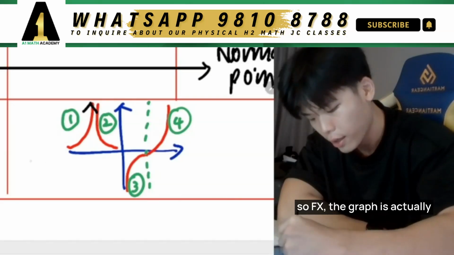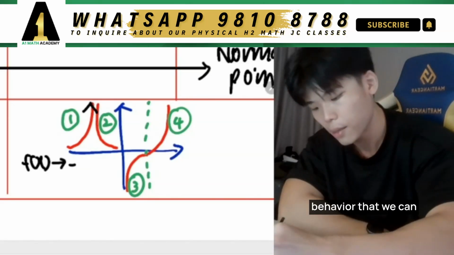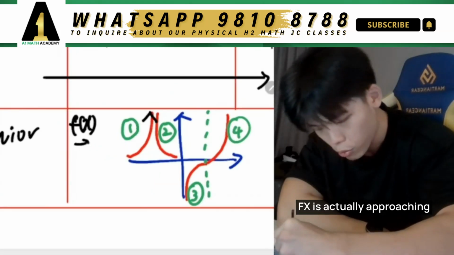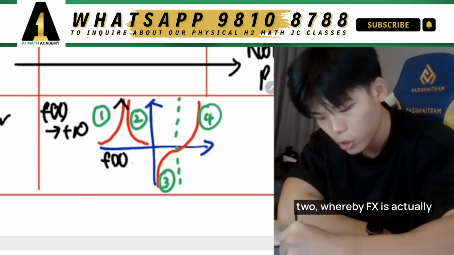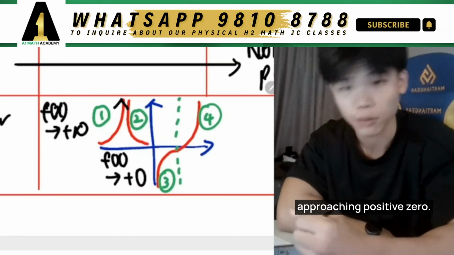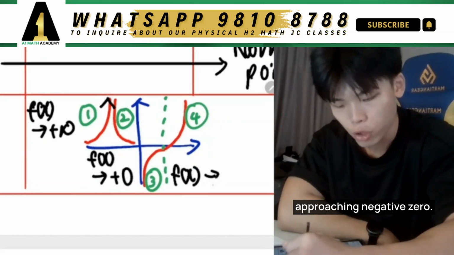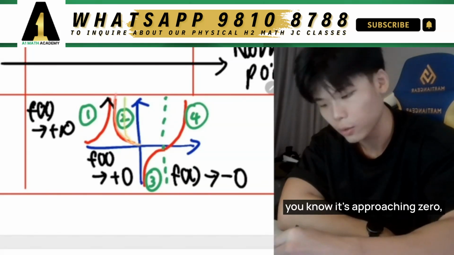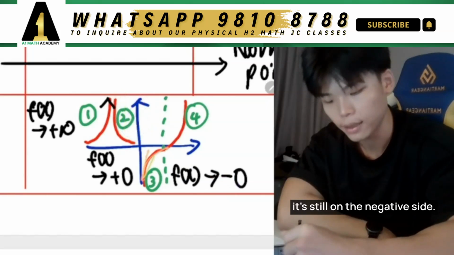Number 1 is the graph, where f(x) is actually approaching positive infinity. That's the first kind of behavior that we can observe in the graph, right? The second kind is number 2, whereby f(x) is approaching positive 0. The third kind is over here, where f(x) is approaching negative 0. So it's approaching positive 0 for number 2 because it's approaching 0 but it's still on the positive side. Whereas for number 3, it's approaching 0 but it's still on the negative side.